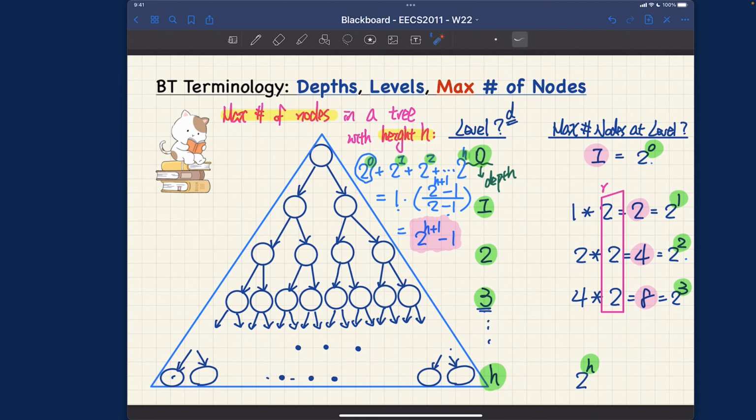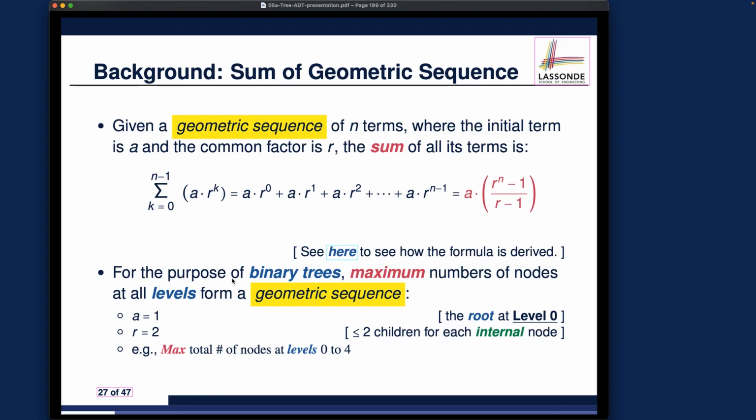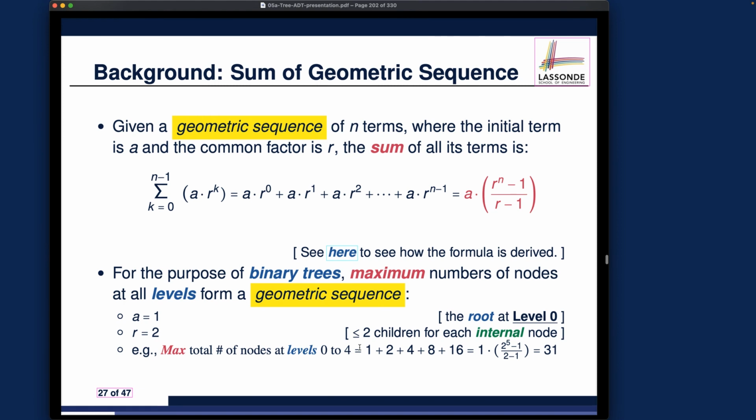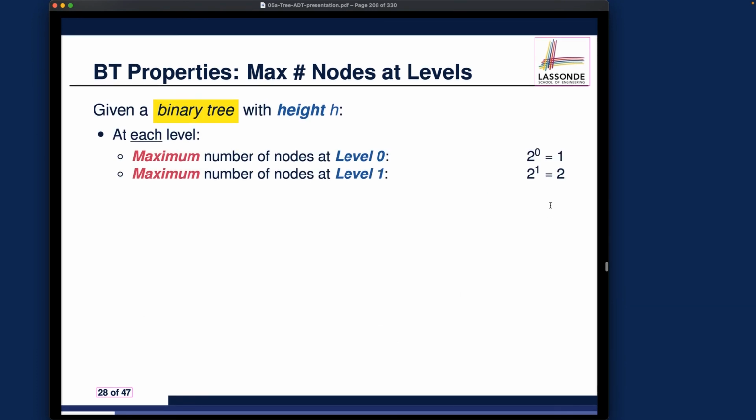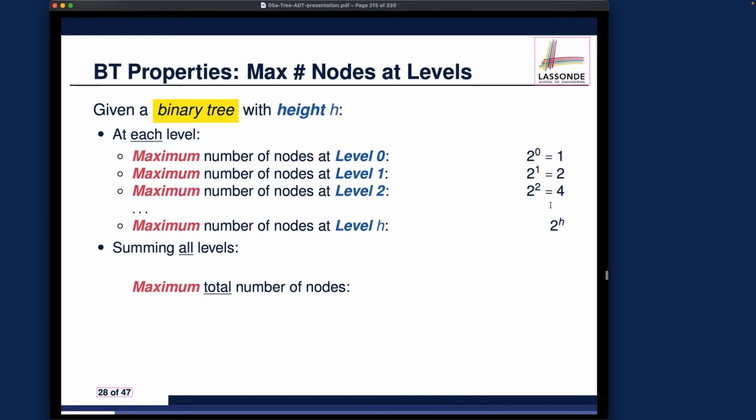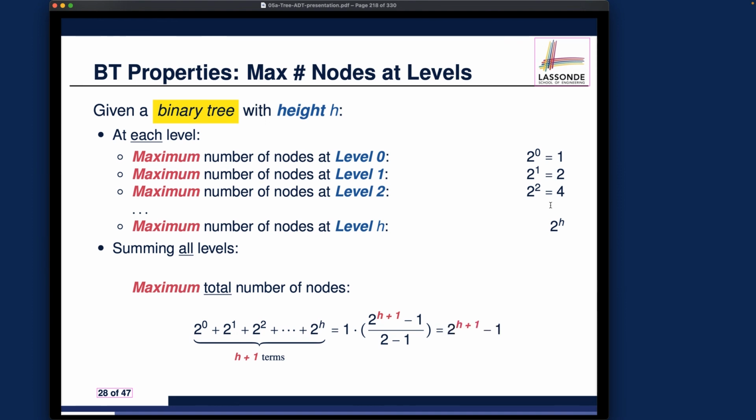Alrighty, let's now move back to the slides. You can go over one example about summing up all the nodes from level 0 to level 4. You can use the formula for summing up the geometric sequence. Make sure you brush up on the formula and know how to use it. And this slide here is exactly what we just went over about calculating the maximum number of nodes in the tree with height h.